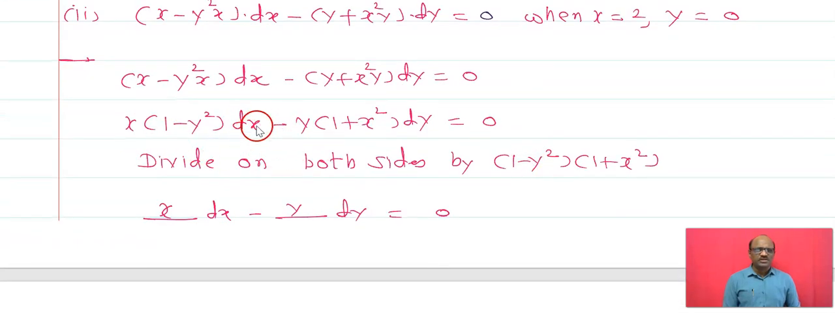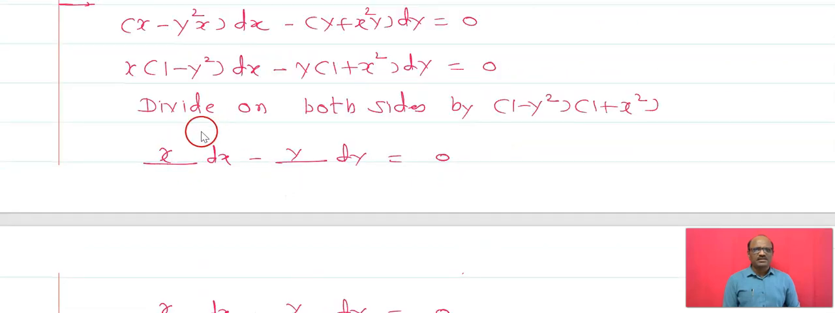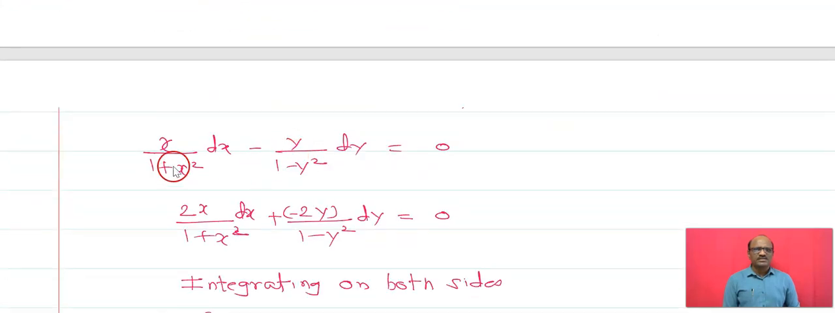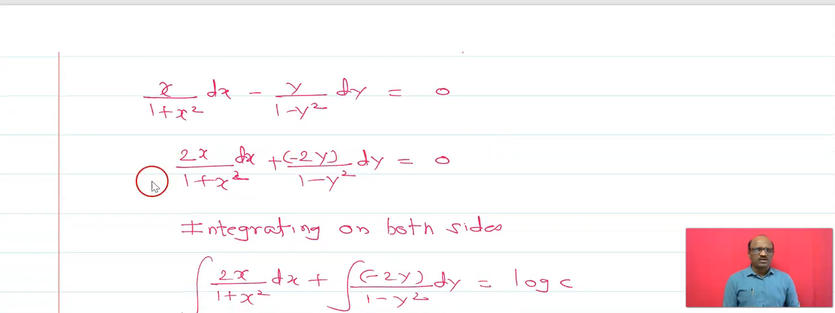Again, कोणती टर्म्स नको पाहिजे, या dx ला 1 minus y square नको पाहिजे म्हणून आपण तो इथे घेतला. dy ला कोण नको पाहिजे, तर 1 plus x square नको पाहिजे, तो घेतला. Therefore, divide on both sides by 1 minus y square into 1 plus x square. And then after dividing, you will get x upon 1 plus x square dx minus y upon 1 minus y square into dy equals 0. Now again multiply on both sides by 2, then 2x upon 1 plus x square into dx plus minus 2y upon 1 minus y square into dy equals 0.